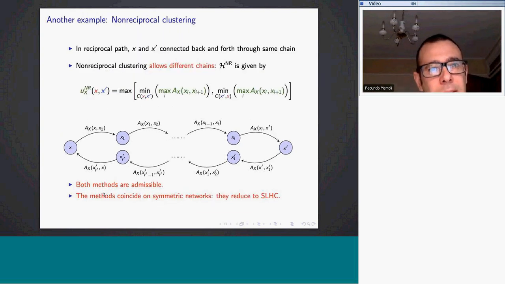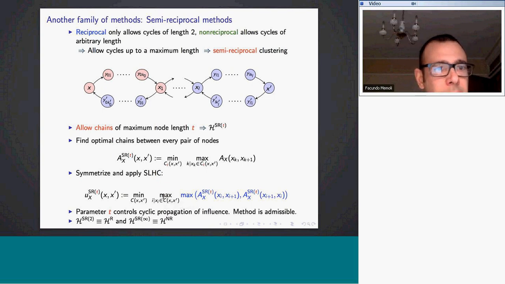Now, also for reciprocal clustering on a symmetric network, it boils down to single linkage on the same network. So on symmetric networks, both methods, reciprocal and non-reciprocal, are identifying single linkage, but they differ on asymmetric networks. There's a third method, which is a whole family of methods, which are semi-reciprocal methods.